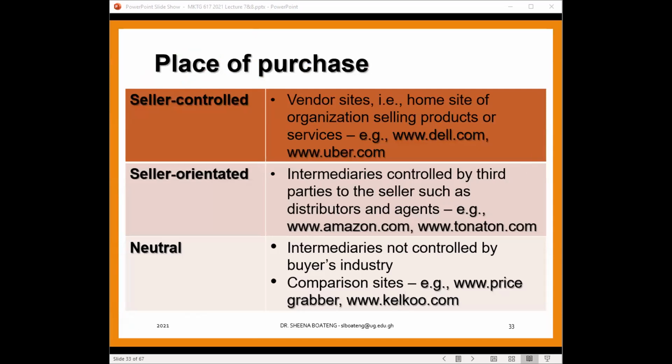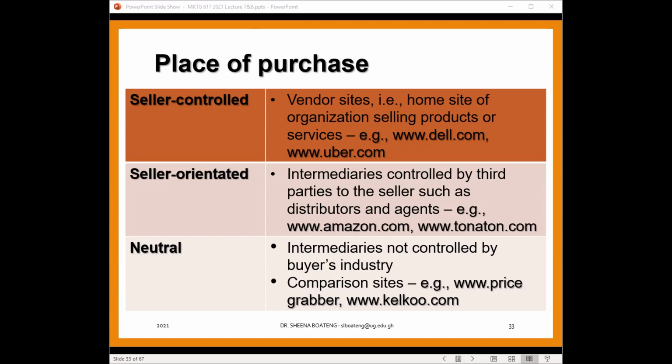When it comes to place of purchase, we are talking about self-controlled platforms online, also referred to as vendor sites, where the owner of the brand, product, or service sells directly through this platform to their buyers. Examples of these include Dell.com. For the longest time, Dell computers were only accessible directly online through the Dell platform or through people who had bought from the Dell platform and were selling independently. Uber.com is another self-controlled vendor site where you can go directly and book a ride on Uber, right? Alternatively, you can also do so using the mobile app that they have built for the same purpose.